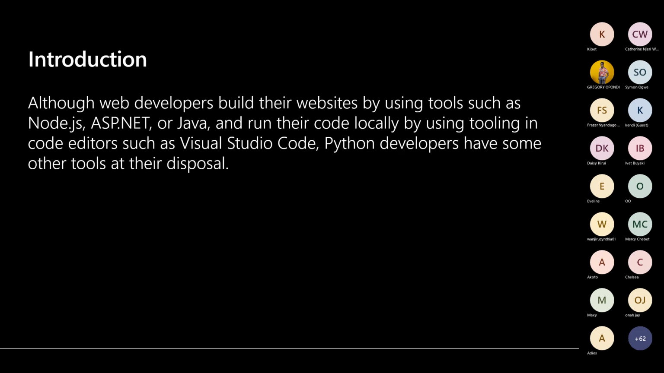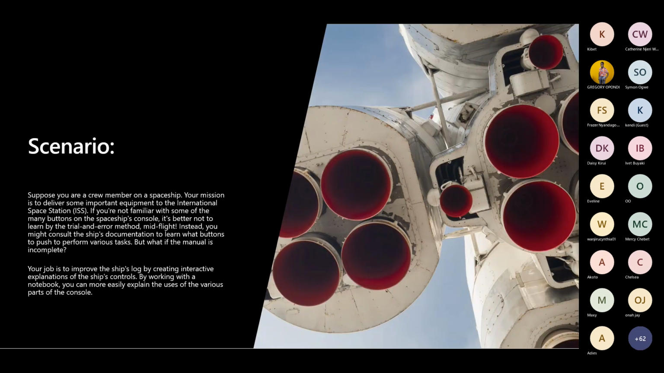Although web developers build their websites by using tools such as Node.js, ASP.NET, or Java, and run their code locally by using tooling code editors such as VS Code, Python developers also have other tools at their disposal. So it just says that different languages have different tools, and Python developers really like relying on a tool like Jupyter Notebook, which is not only limited to Python, but it's mostly used by Python developers.